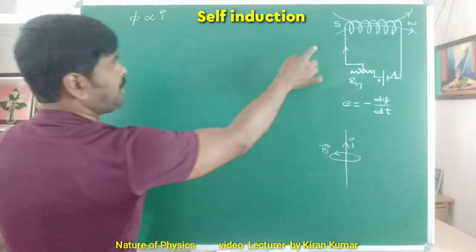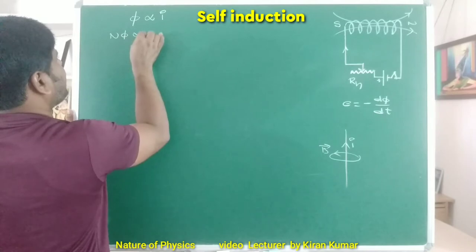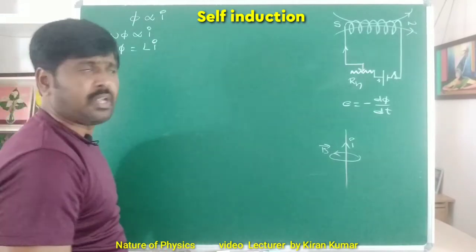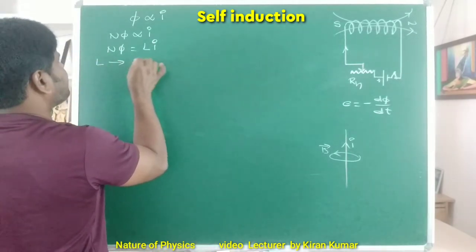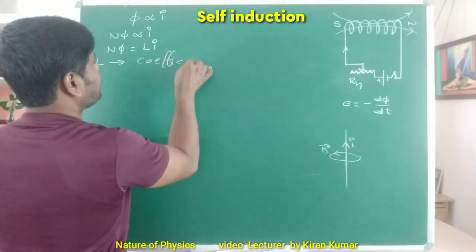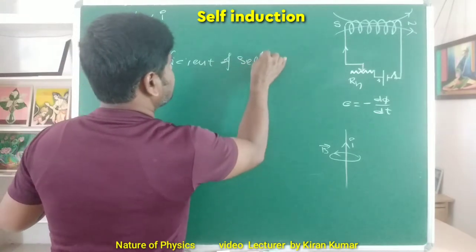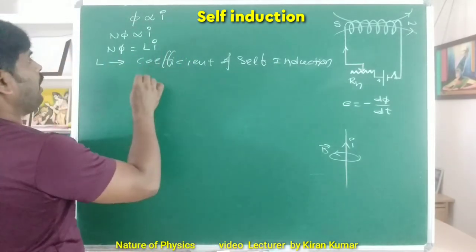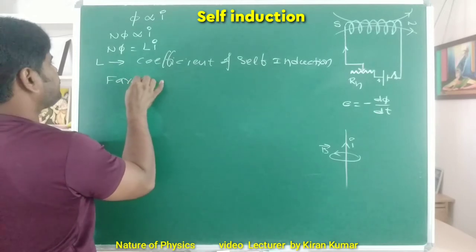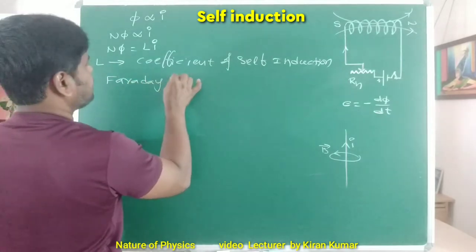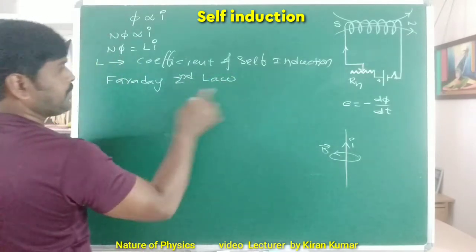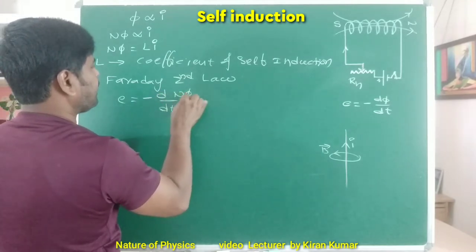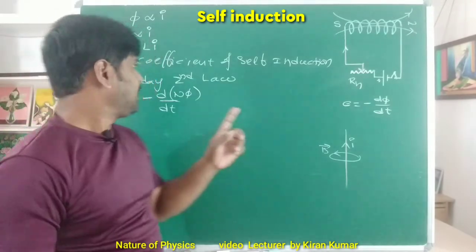Here there are N number of turns, that's why N phi is directly proportional to I. So N phi is equal to L I, where L is the coefficient of self-induction. Continuing, according to Faraday's second law, E is equal to minus d by dt of N phi. Actually it is phi, but we have N number of turns, that's why I'm writing N phi.